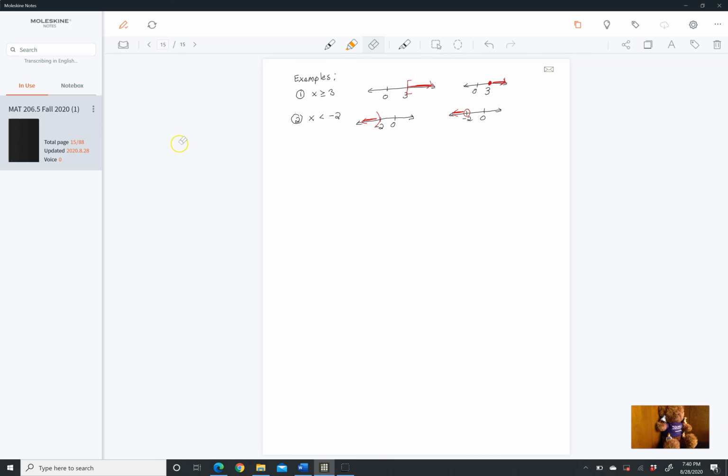Okay, let's do another one. This one I'm only going to use parentheses and brackets. So let's do what it looks like if it's a compound inequality, right? If it's a range of values, if x falls between two numbers. Okay, so -3 is less than x, which is less than or equal to 1.